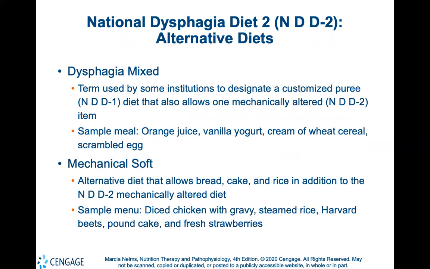Mechanical soft, an alternative diet that allows bread, cake, and rice in addition to the NDD2 mechanically altered diet. A sample menu: diced chicken with gravy, steamed rice, Harvard beets, pound cake, and fresh strawberries.